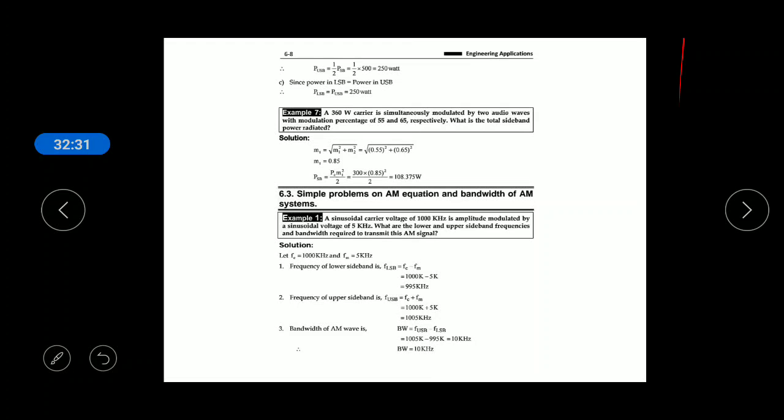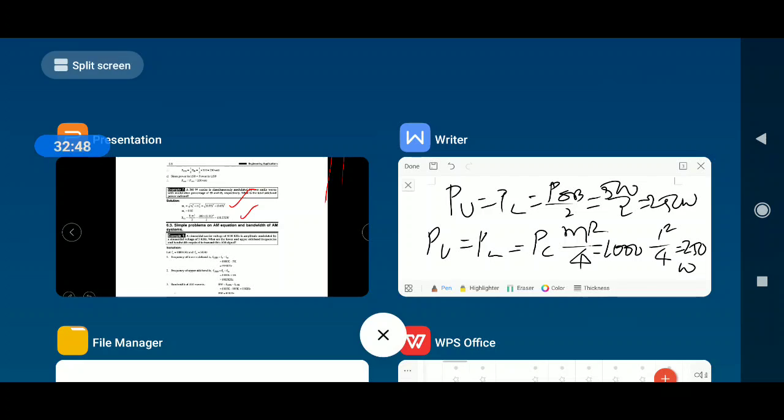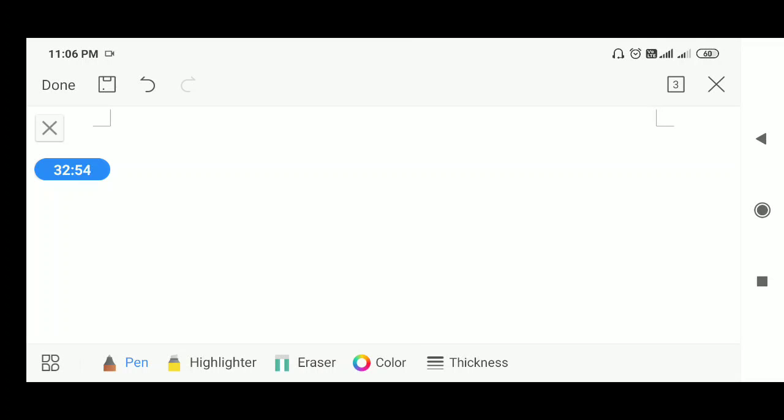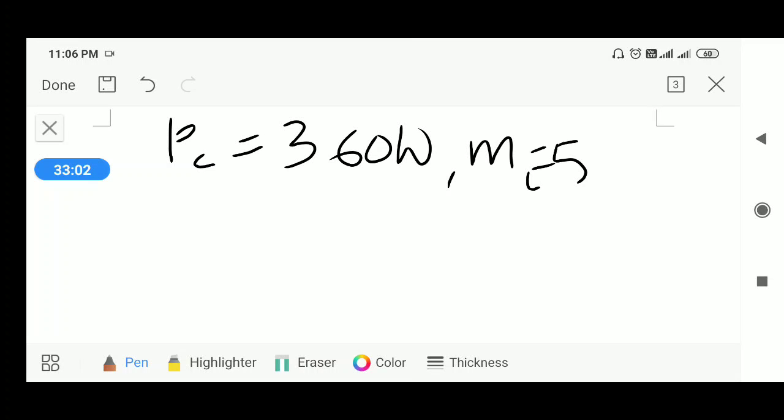360 watt is the carrier power, and 55 and 65 are the modulation indices. Total sideband power we need to calculate. I'll do it on a white blank page. They provided carrier power 360, m1 they provided 55, m2 they provided 65, and you are asked to calculate total sideband power.